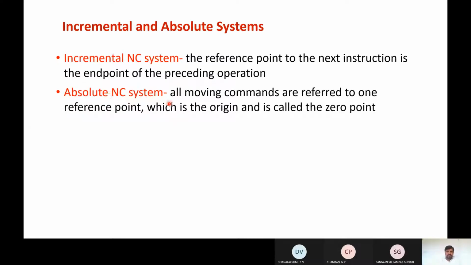In case of an absolute NC system, all moving commands are referred to one reference point, which is the origin and is called the 0 point. So here, for every movement, you are considering the origin as the reference, whereas in case of incremental, you are considering the current position as the reference.